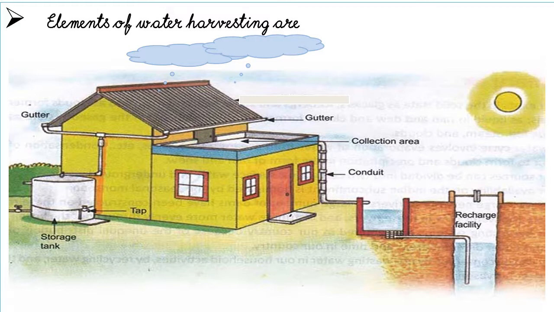It is the process of water harvesting in which rainwater falling on a roof is diverted through drain pipes to the storage container. Following are the elements of water harvesting. First is catchments. Catchments are also called as collection area. The catchment of a water harvesting is the surface which receives rainfall directly. It can be paved area or unpaved area.